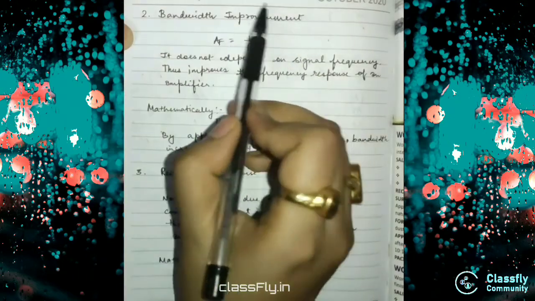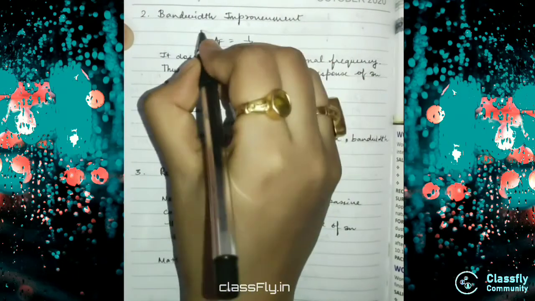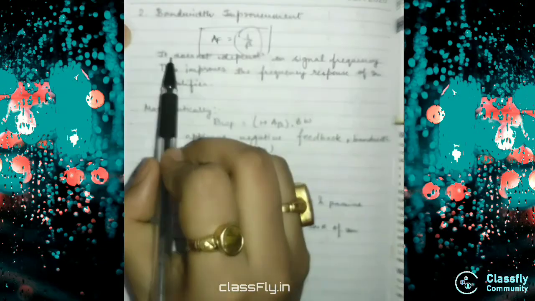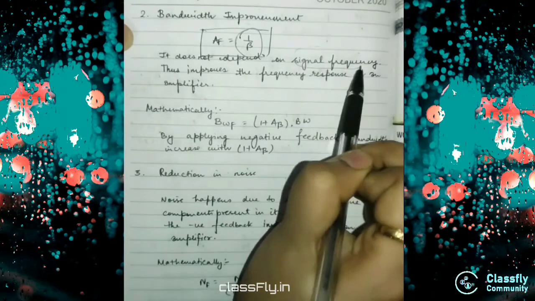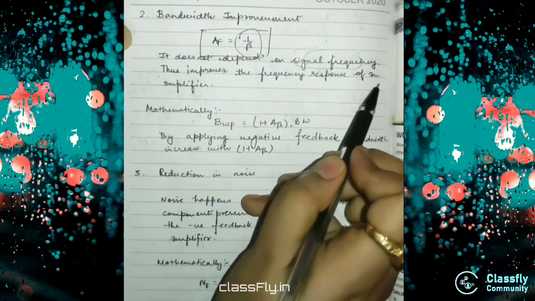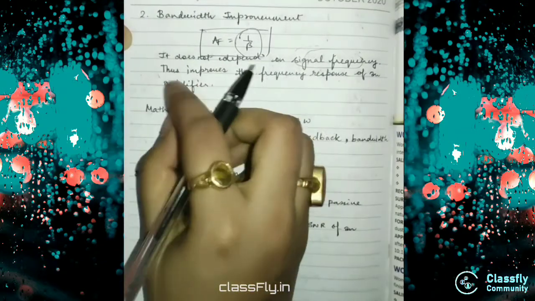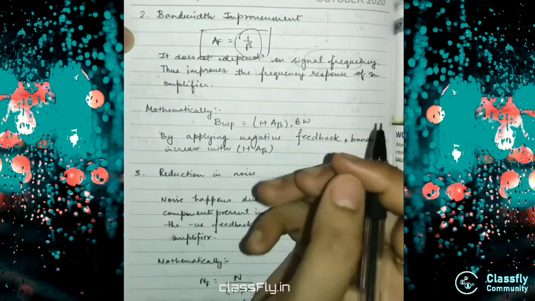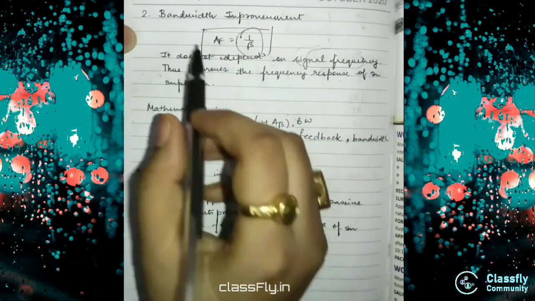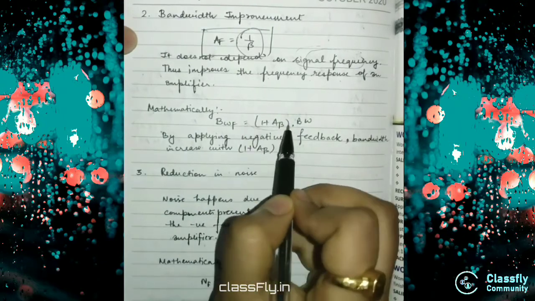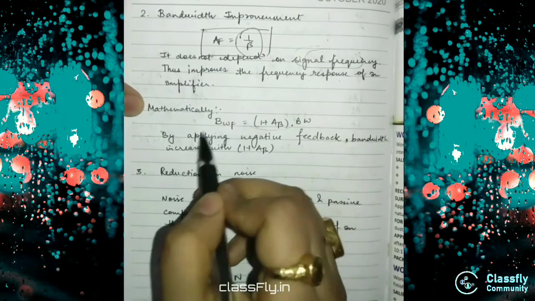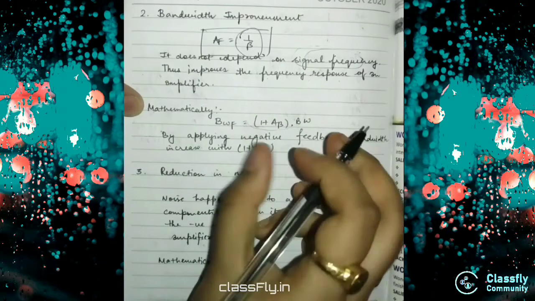The next property is bandwidth improvement. We know that our gain depends only on the feedback factor, so it will not depend on the signal frequency. Thus this improves the frequency response of an amplifier. Whenever we apply negative feedback, we have an increase in bandwidth, so this bandwidth gets increased by the factor 1 plus A beta.